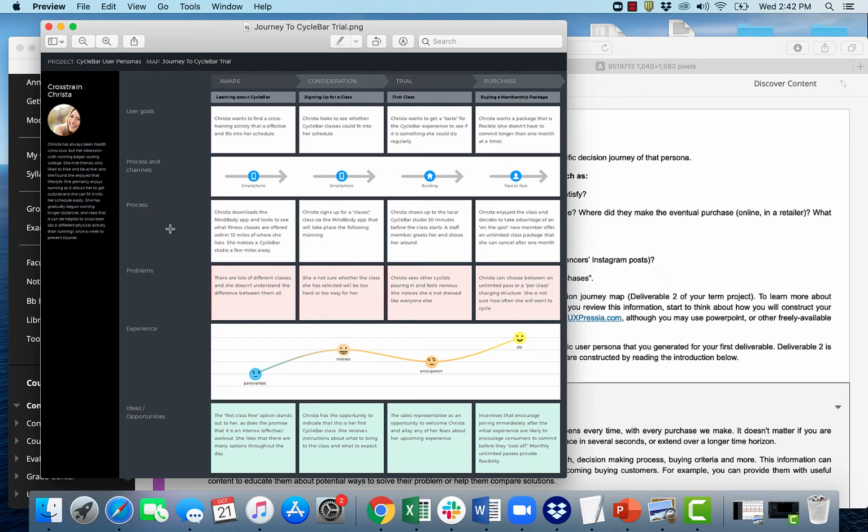Here with the process, this is more the landscape of action. What is she actually doing physically? She downloads an app, she actually goes to the course, so we can imagine this unfolding almost like a story. Problems are important. These are also known as pain points. So in each step along the way, what are some of the things that Krista encounters that impede her progress towards the accomplishment of her sub-goal?